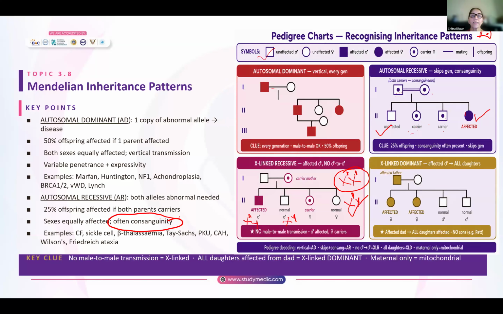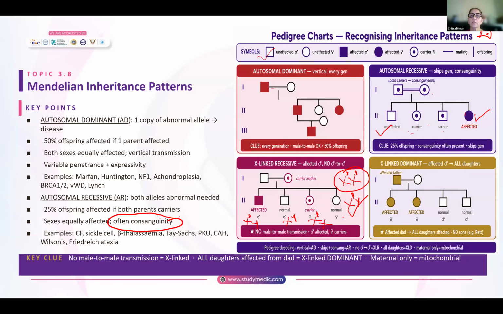So one male gets the affected X chromosome, the other male gets the normal X chromosome. So one of the males is affected, the other male is normal. You get one female who is a carrier because she is going to get one affected X chromosome from the mother. The other X chromosome is coming from the father, which is normal. So because she is a carrier, she is not going to express the disease.